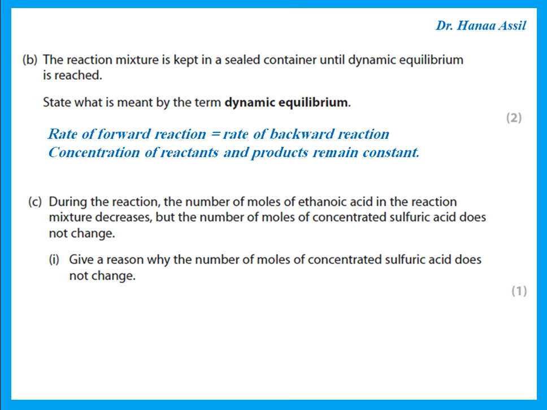We said if we have something in a reaction that does not change and we just put it there, that means it's a catalyst. A catalyst is a substance that speeds up the reaction without being changed. So the reason we're using concentrated sulfuric acid is that it is a catalyst. And a catalyst is not used up, or it's not changed during the reaction.